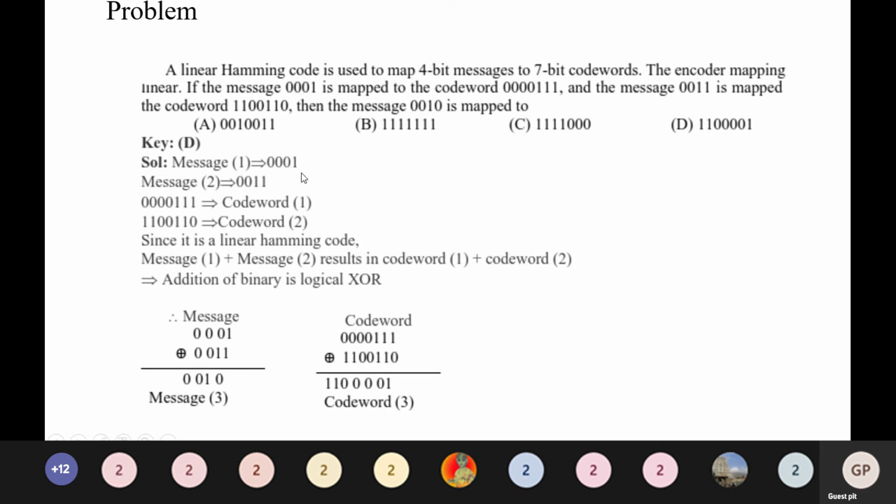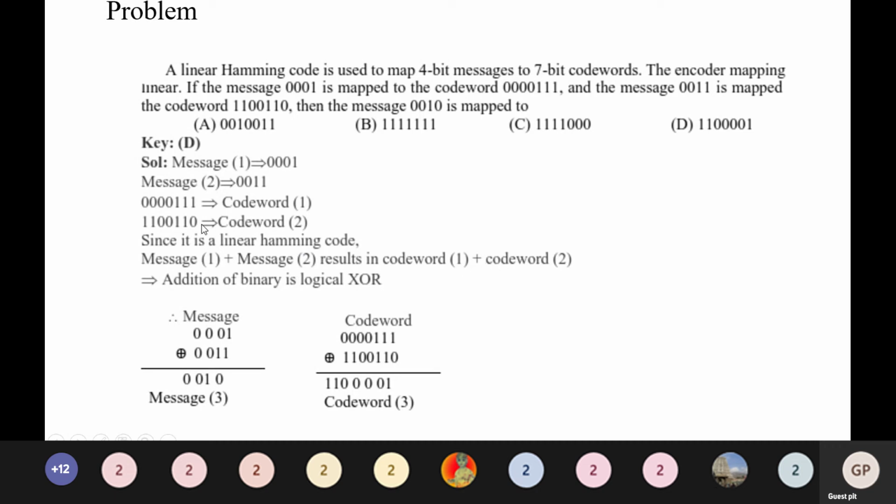Okay. So the corresponding code words are also given. The corresponding code word for 0001 is 4 zeros and 1 1, and this is the corresponding code word. So addition modulo 2 of two code words is also a code word. So it's a linear Hamming code. So message 1 and 2 results in code word 1 and code word 2.